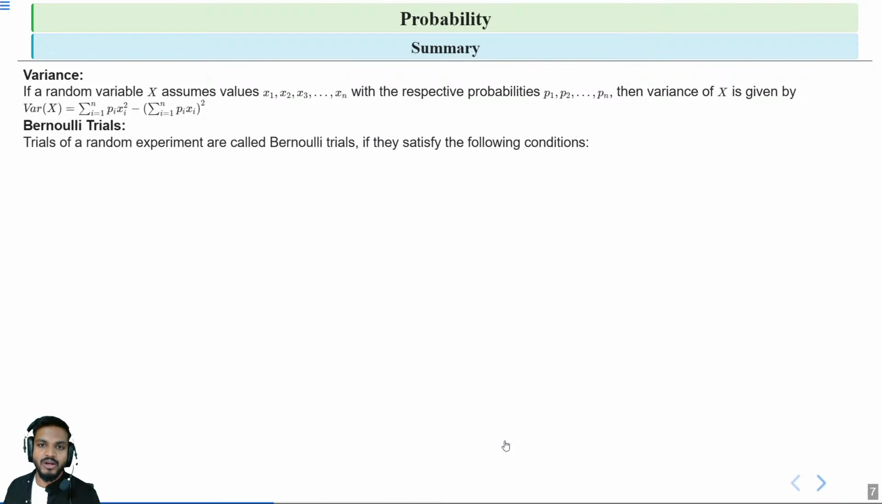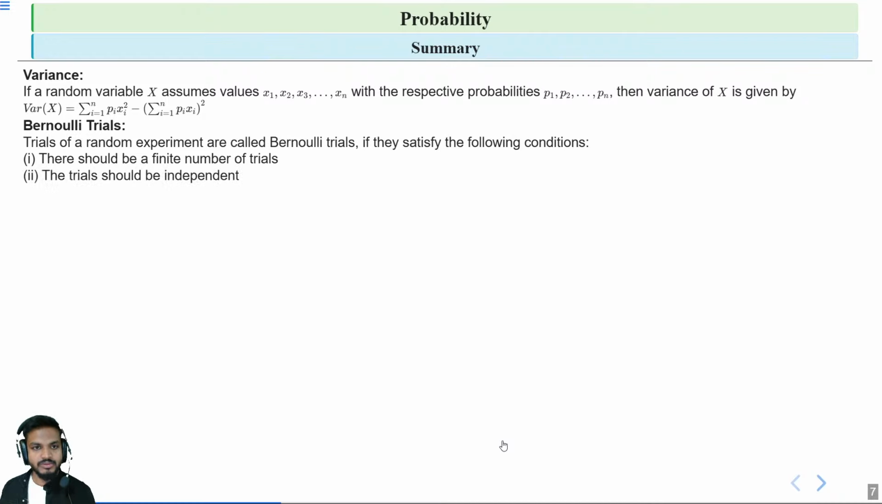Next thing is Bernoulli trials. Trials of a random experiment are called Bernoulli trials if they satisfy the following conditions. What are the conditions? First thing, there should be a finite number of trials. I relate Bernoulli trials with tossing a coin. So we toss a coin a finite number of times. Okay. So it can be head and it can be tail. Second thing, trials should be independent. Okay. That is, one trial is independent of another.